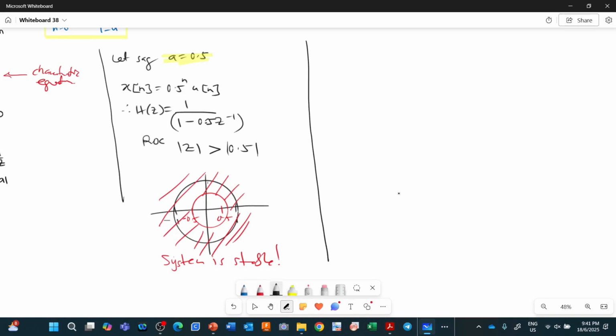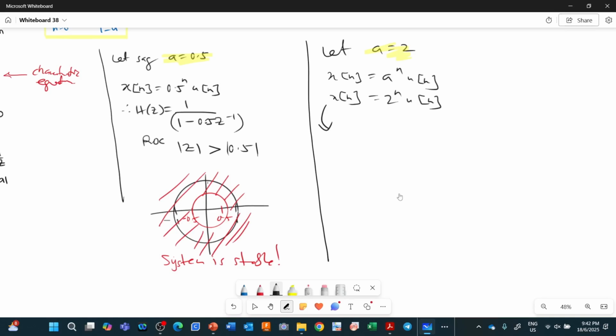Let's see if in the equation A is given by 2. Okay, 2. So basically, the original equation was what? x[n] equals A to the power of n times u[n], right? So just substitute the value 2 into it. So this is the equation given for x[n].